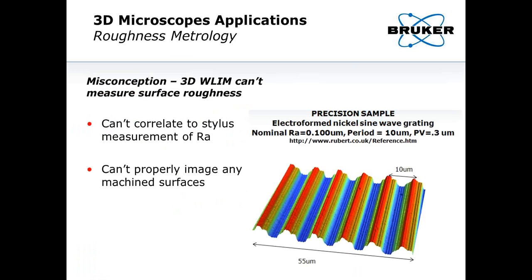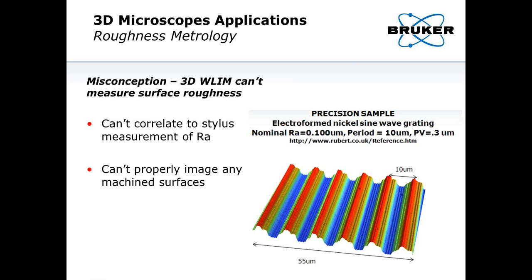So this example is one of the ones that I've heard stated most often about white light interference microscopes or coherent scanning microscopes. And again, I'm speaking generally, not just about what Bruker systems can do, but what other white light systems can do as well. I've heard stated at different conferences or discussions that a non-contact interference-based measurement can't measure roughness. It doesn't correlate to a stylus or isn't able to measure roughness.